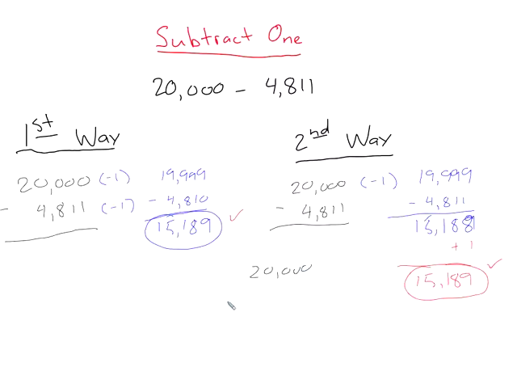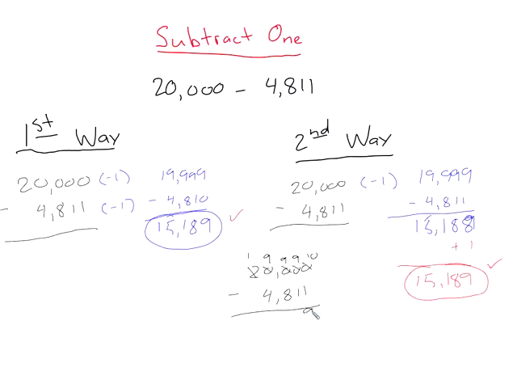20,000 subtract 4,811. This is going to be 10. This changes to a 9. This changes also to a 9. This is going to change to a 9. That will change to a 1.